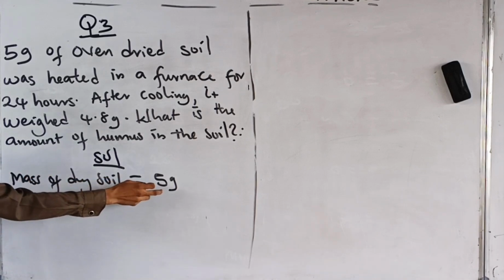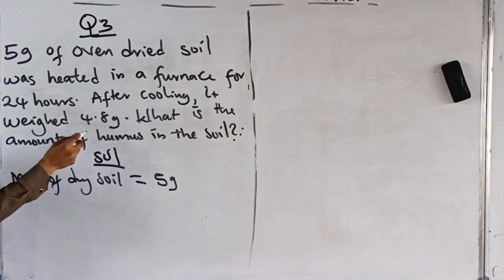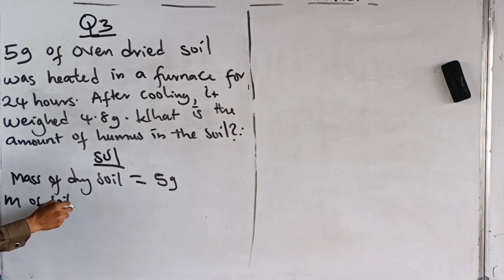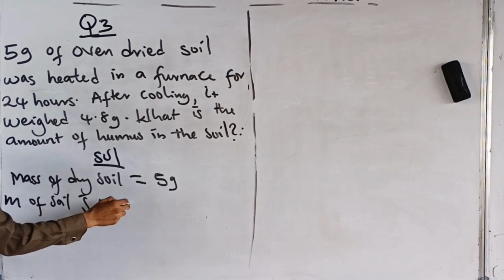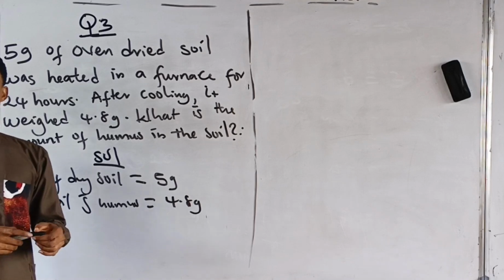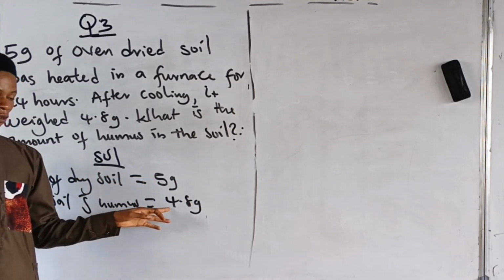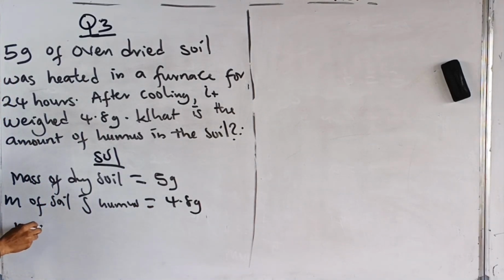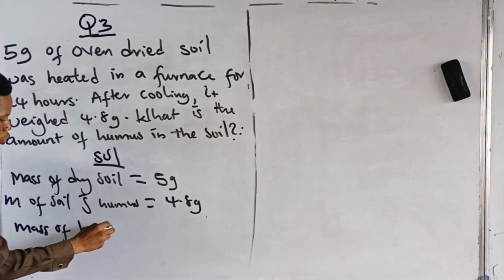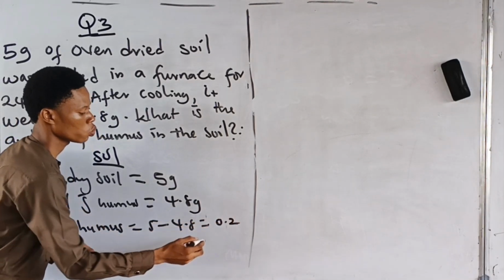Now, after further heating of this dry soil, you got what? 4.8 grams, right? This further heating after drying, what are you removing? Humus, right? So mass of soil without humus is equal to what? 4.8 grams, right? So if the mass of the dry soil, this one still with humus, is 5, and without humus is now 4.8, what will be the mass of humus? Mass of humus becomes 5 minus 4.8, right? Which is what? 0.2 grams.